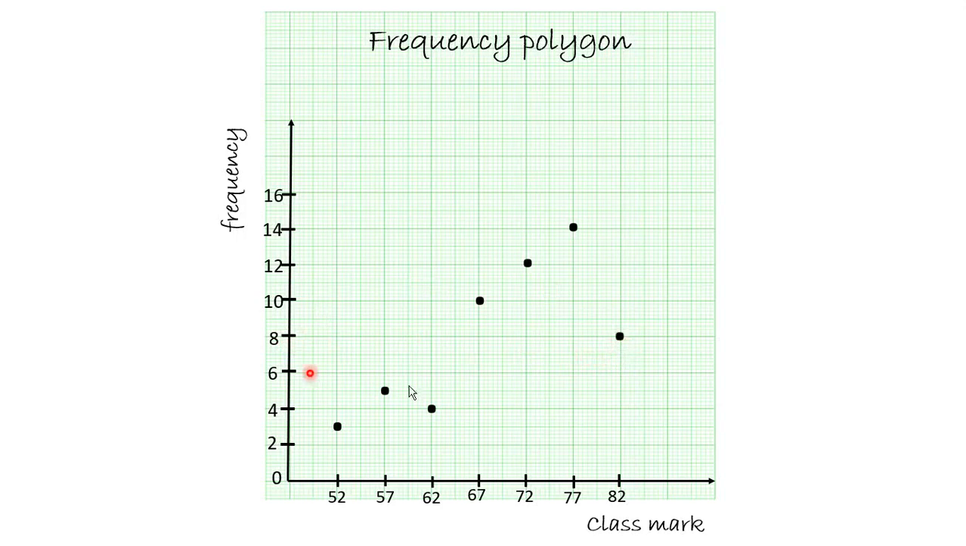Then the next is you are going to join the points that we have plotted with straight lines consecutively. So we shall join this, that, and so on. Let's start off. Have that, then join that. That is going to be joined to that, then to that, then there. So this is our frequency polygon.